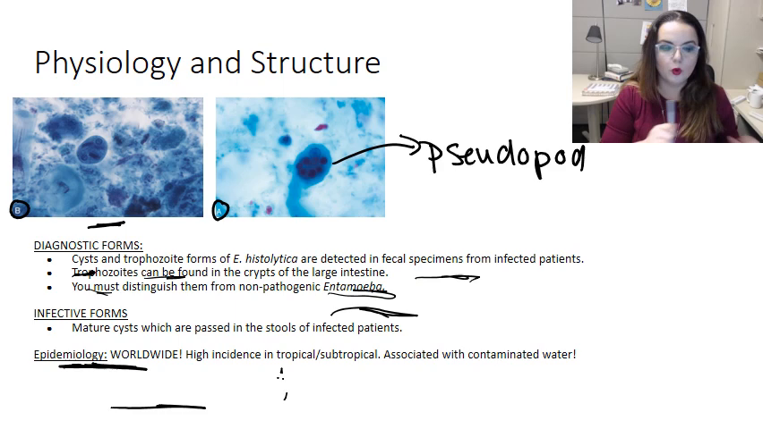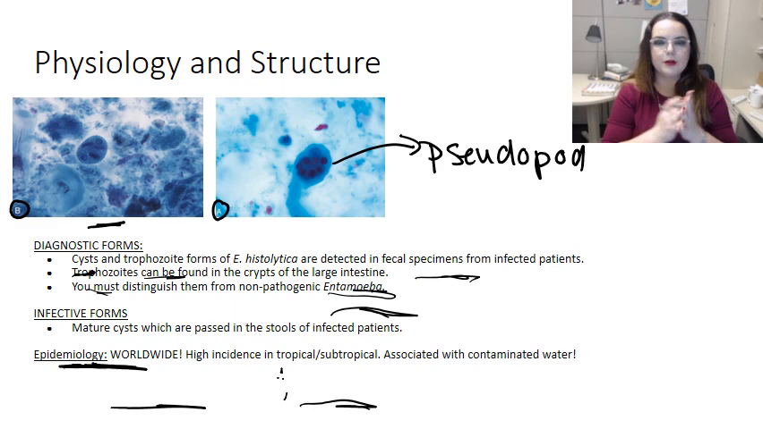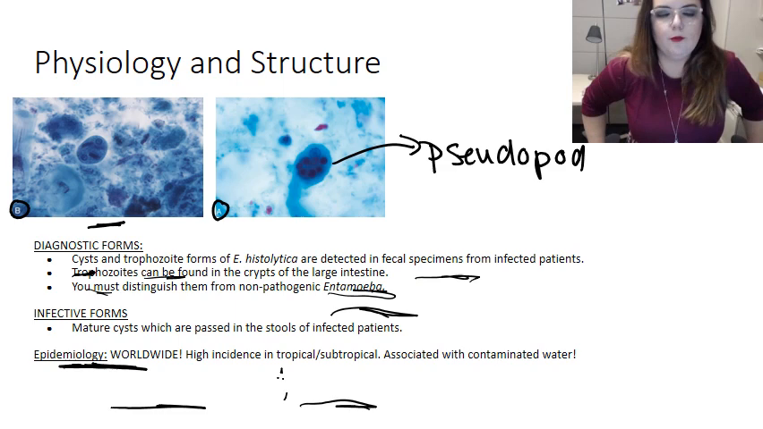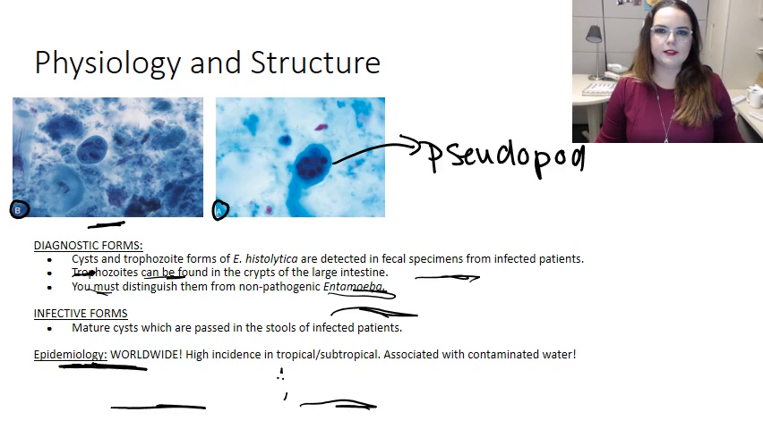There's actually a pretty high incidence in tropical and subtropical locations, particularly where there's poor sanitation and contaminated water. You're going to find that to be a general theme with a lot of gastrointestinal infections. Contaminated water is both the simplest and most difficult thing to combat. Average prevalence of infection in tropical and subtropical regions is about 10 to 15%, particularly in areas where there's water problems. Most of the infected individuals, though, are going to be asymptomatic carriers.